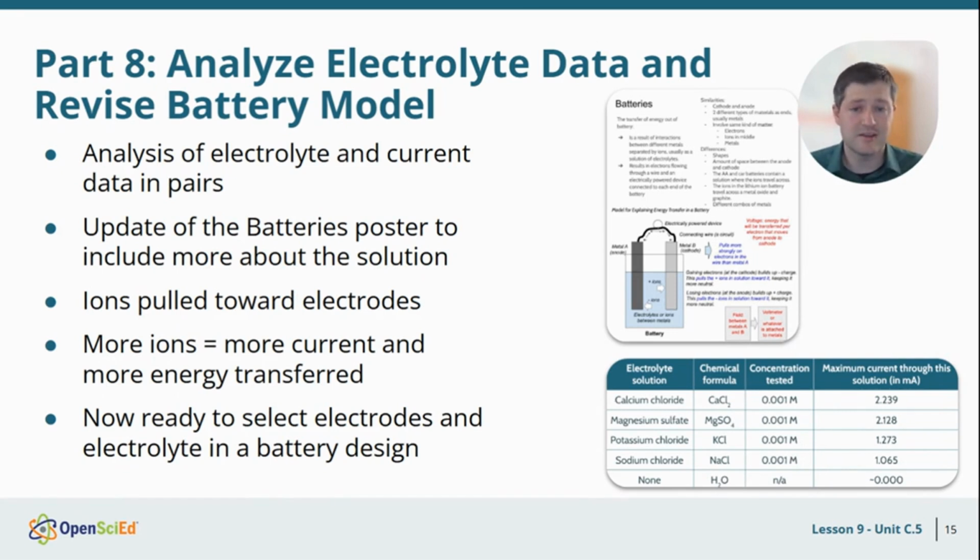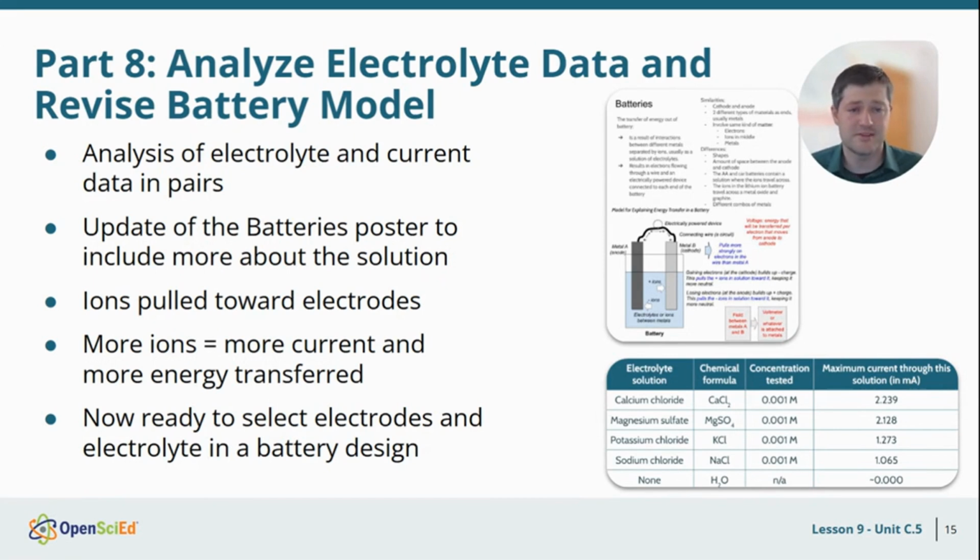The key idea here is that those ions are pulled toward the electrodes. So the positive ions go to the negative electrode and vice versa. And the other key idea here is that if you have more ions, there's going to be more current and more energy transferred. So we can see that there's more ions in some of the different ionic compounds that have multiple ions going on, like calcium and 2 chlorines versus sodium and 1 chlorine.